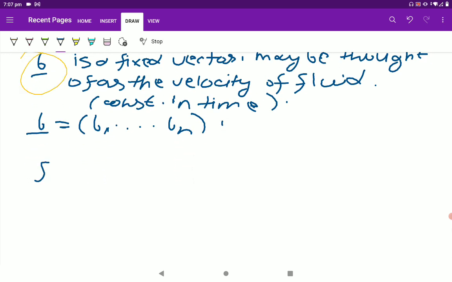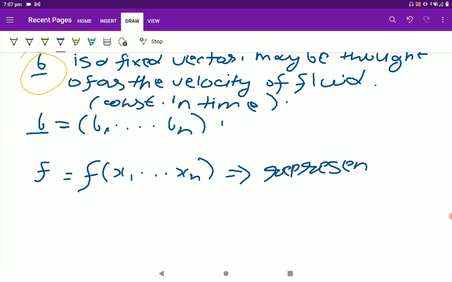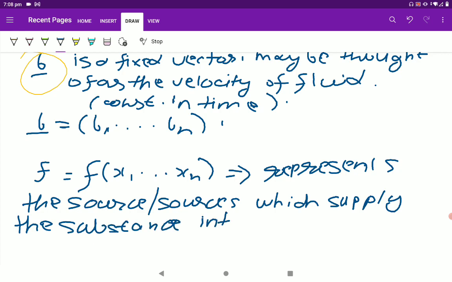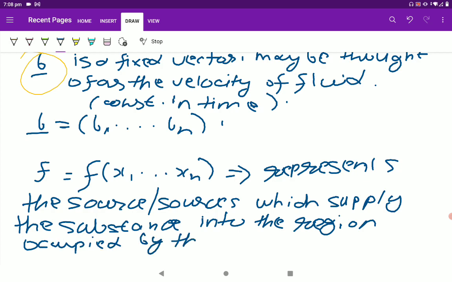Now let's talk about f in the expression. Here f is a function of x1 up to xn, and it represents the source or sources which supply the substance into the region occupied by the fluid. So these sources are constant in time.